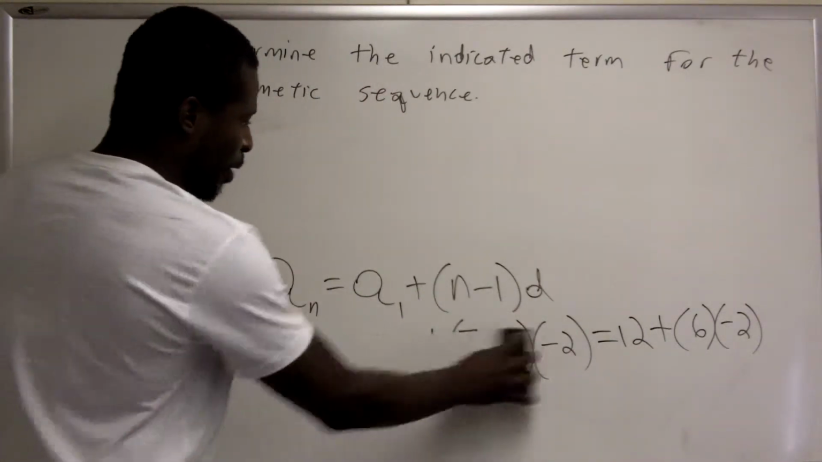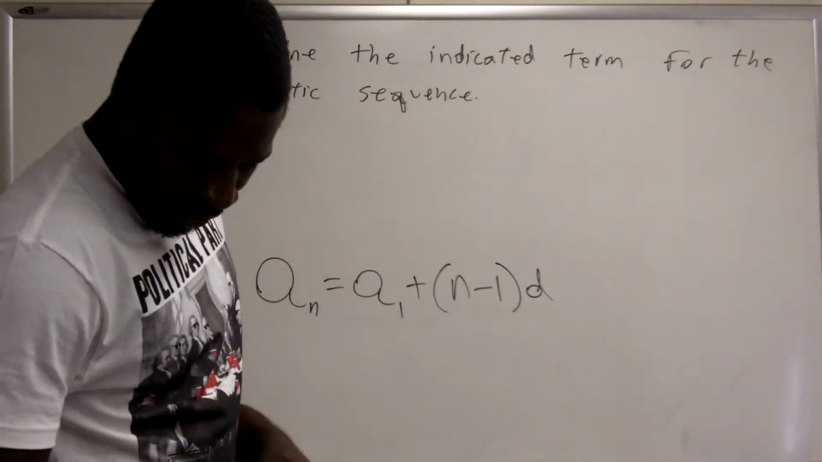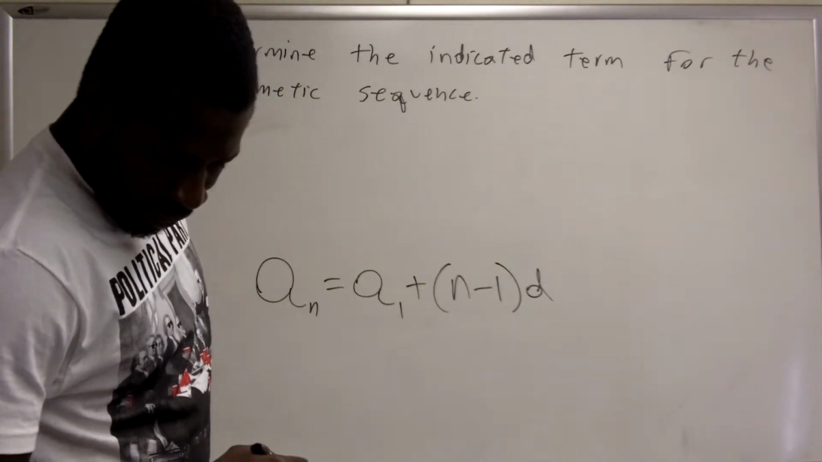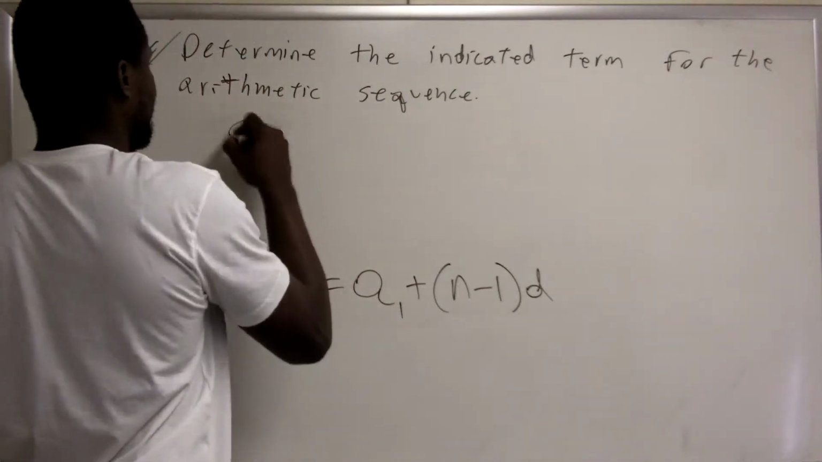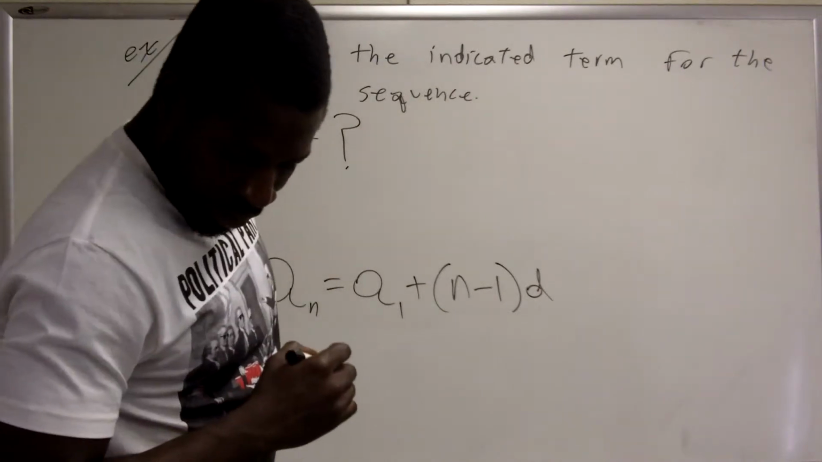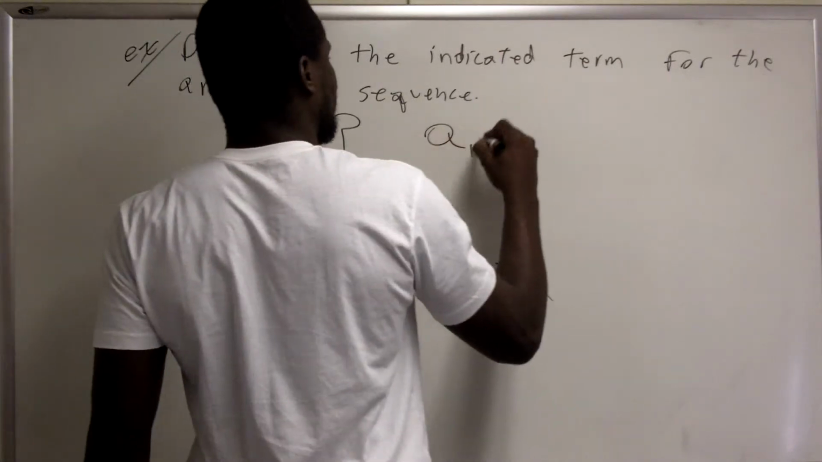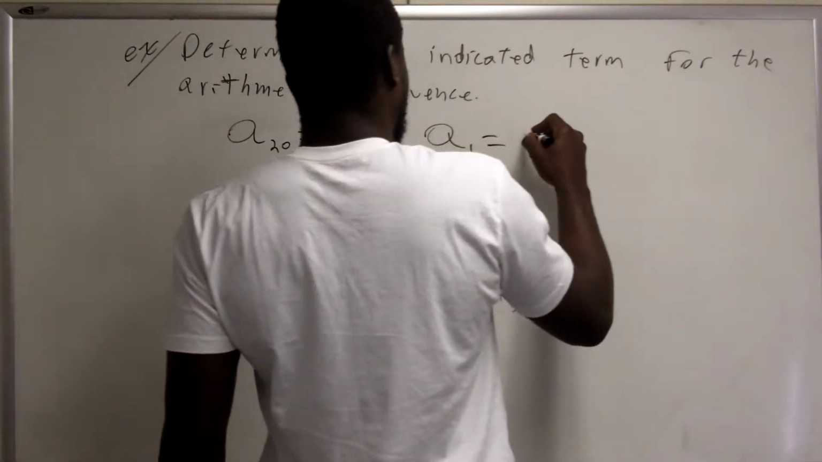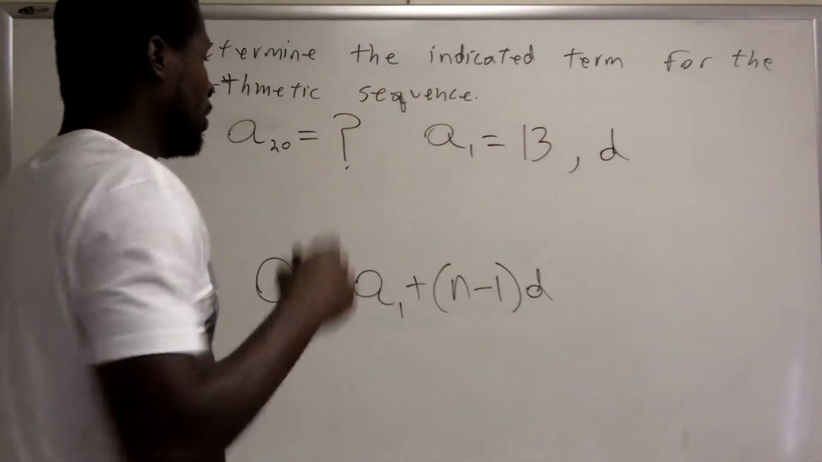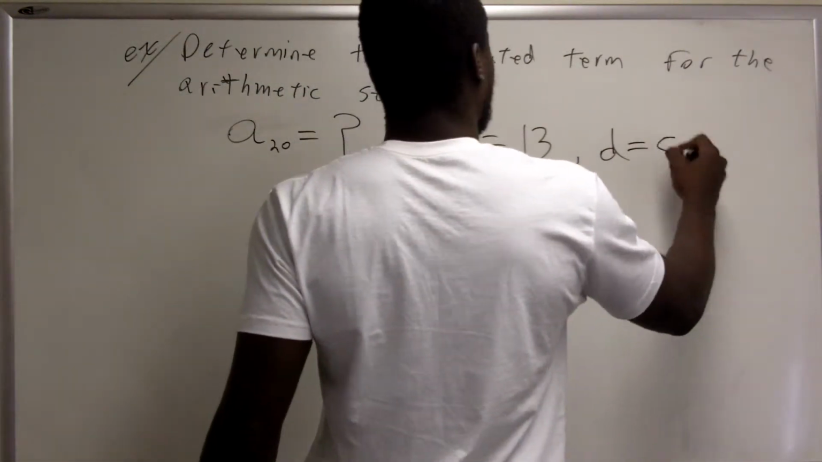All right, this is the formula we're going to use. Let's try this one. Determine A20. So we're looking for A20, the 20th term. That's what we want to find. And they say A1 is, let's say 13, and the common difference is, let's say 5.